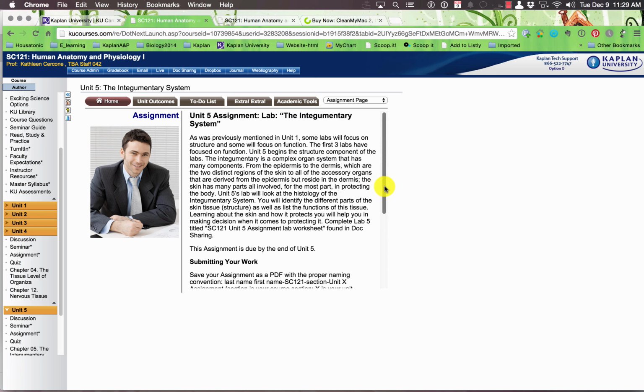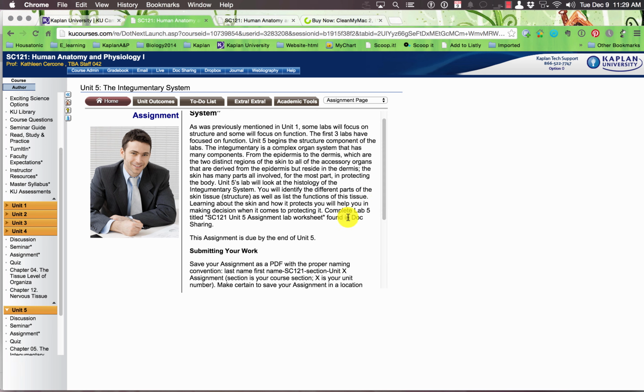You have to go and get it in doc sharing. It says it right there. It's the SC 121 Unit 5 Assignment Lab Worksheet. So we're going to go to doc sharing, and you're going to go to assignments, and here they all are. Okay, all your assignments, you see what I see right there.